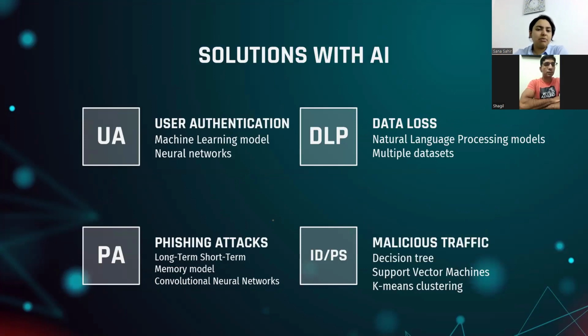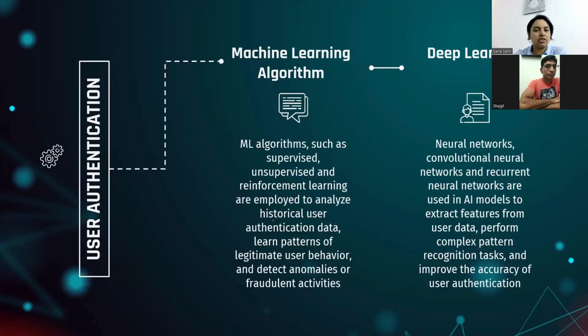So the solutions that can be implemented with AI: for user authentication, it's machine learning, otherwise known as ML models, and neural networks. For data loss, it's natural language processing, NLP, based on multiple data sets. For phishing attacks, it's LSTM, long short-term memory models, and convolutional neural networks, while malicious traffic can be dealt with using decision trees, support vector machines, and k-means clustering.